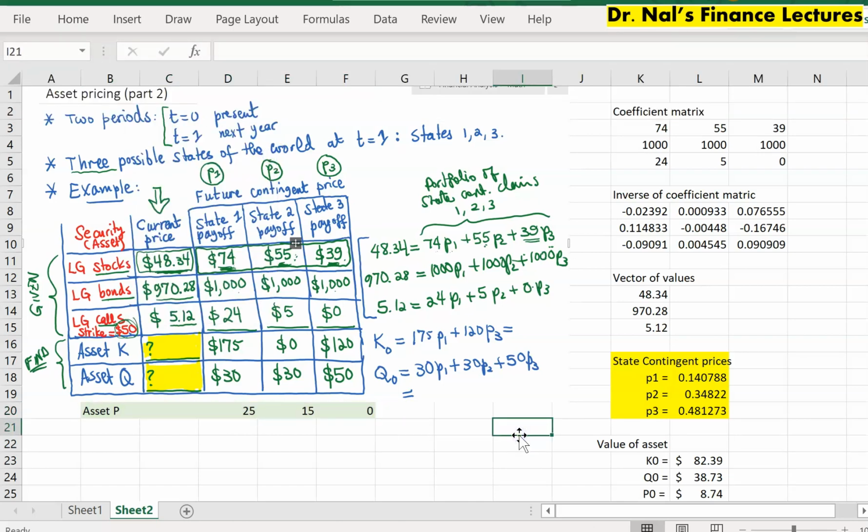Do you guys realize that the method that we developed is very powerful? Matrix algebra is amazingly powerful. So in the next example, I will finally give you an example with four future states of the world. So 2 periods, 4 future states of the world. And then lastly, we will look at what if it's not 2 periods, what if it's 3 periods, t equals 0, t equals 1, t equals 2, multiple uncertainties across time. How do you handle those situations?